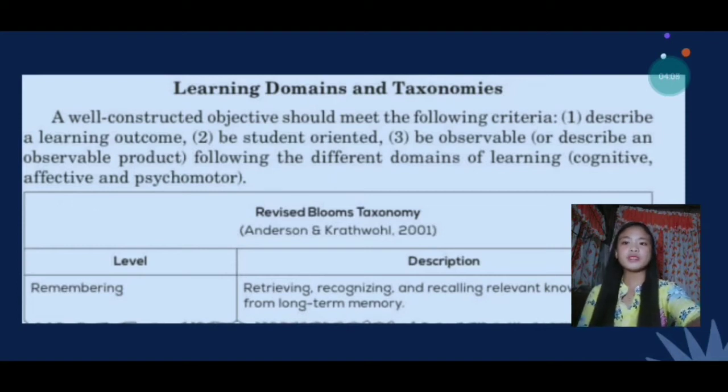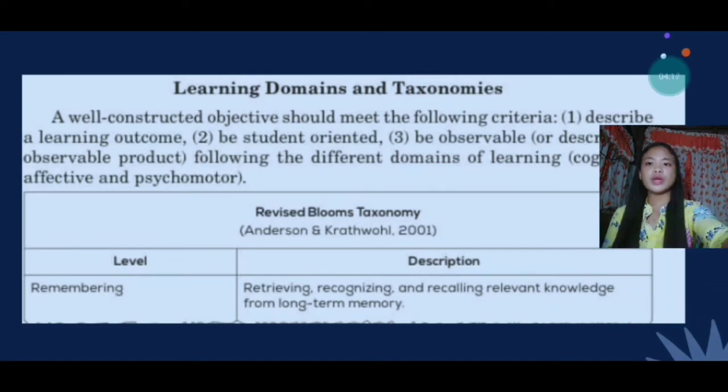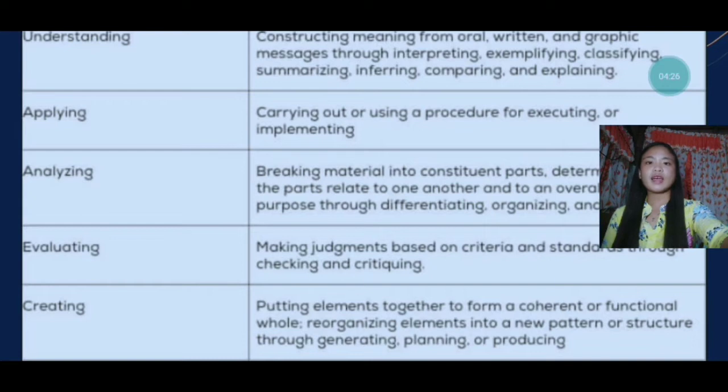In Revised Bloom's taxonomy, there are six levels. The first level is remembering. It is retrieving, recognizing, and recalling relevant knowledge from long-term memory. Second, understanding. Constructing meaning from oral, written, and graphic messages through interpreting, exemplifying, classifying, summarizing, inferring, comparing, and explaining. Third, applying. It is carrying out or using a procedure for executing or implementing.